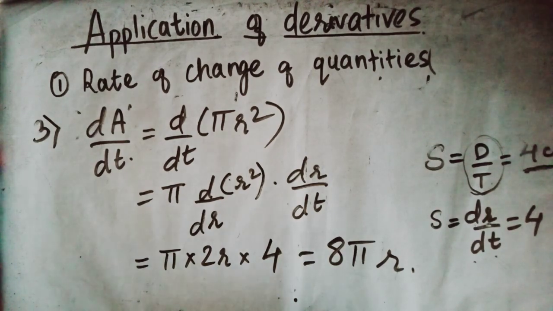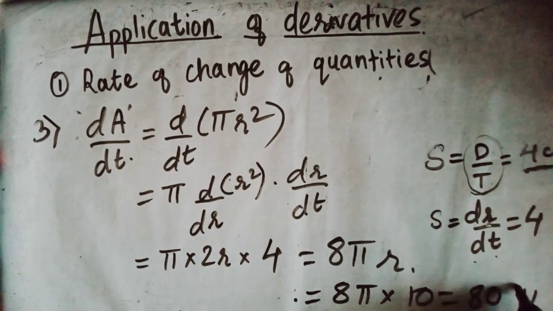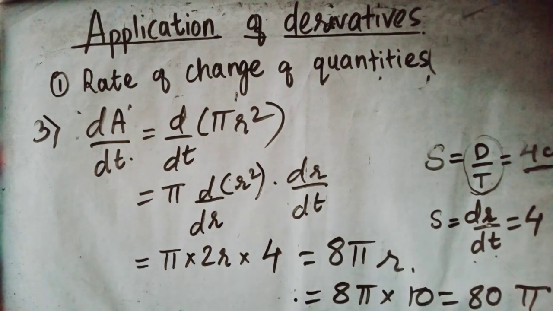And then they have given that the radius of the circular wave is 10 centimeter. So you can write 10 here. So this will be 80 pi. So the area is increasing at the rate of 80 pi centimeter square per second. These 3 examples are there in the textbook. These are solved examples. We'll do some unsolved examples also.